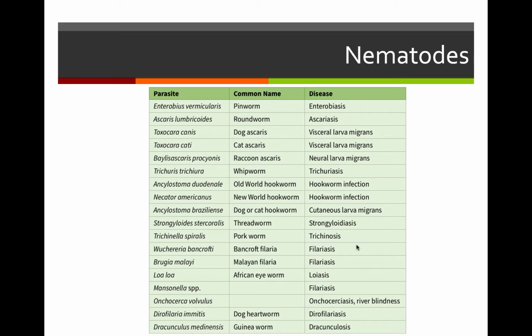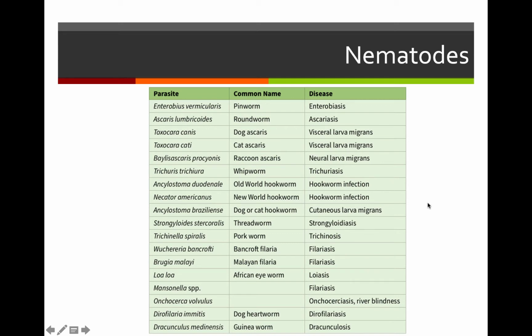We are going to talk about some of them, but not all. Unfortunately, we just don't have time to cover everything. But some of them also infect animals. So dog heartworm belongs to this group. Raccoon ascaris belongs to this group. And what can happen is sometimes these worms that actually belong in animals, like Raccoon ascaris, some of our hookworms, our pigworms, when they get into people, they can cause really significant issues.